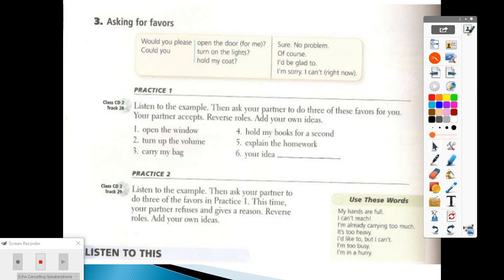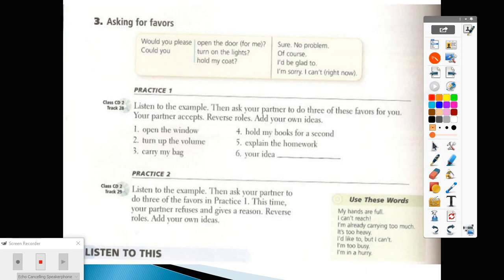Now, a favor is something like a request, okay? Would you please open the door for me? Sure, no problem. No, you're not asking him to give you money or things. Would you please open the door for me? Sure, no problem. This is the response. Could you turn on the lights? Of course. So this is the response. As I said, regardless of whether the response is positive or negative, it's a response.